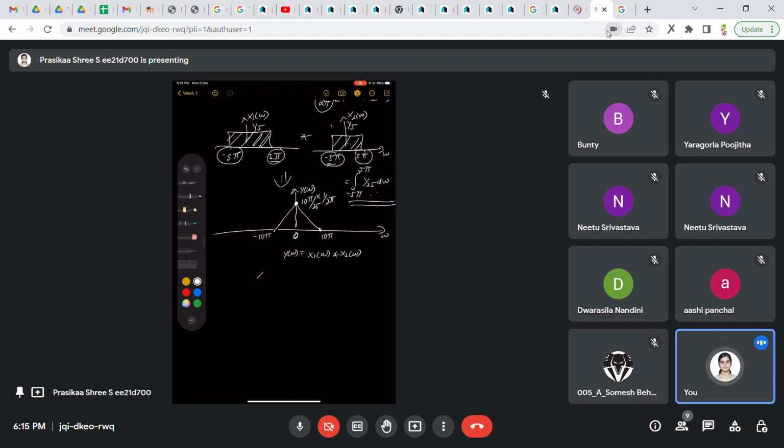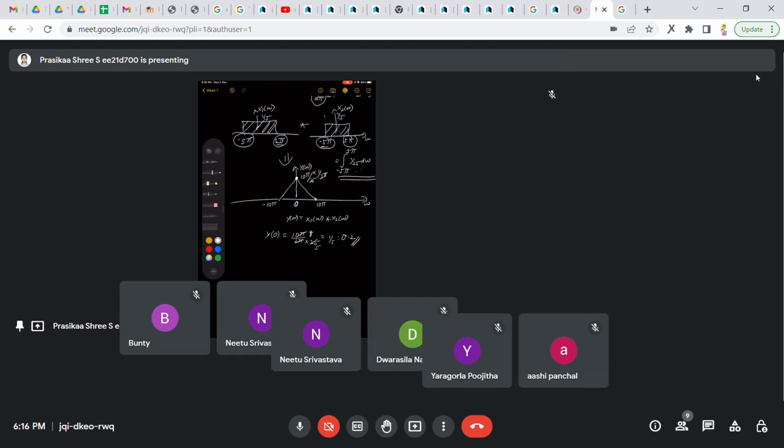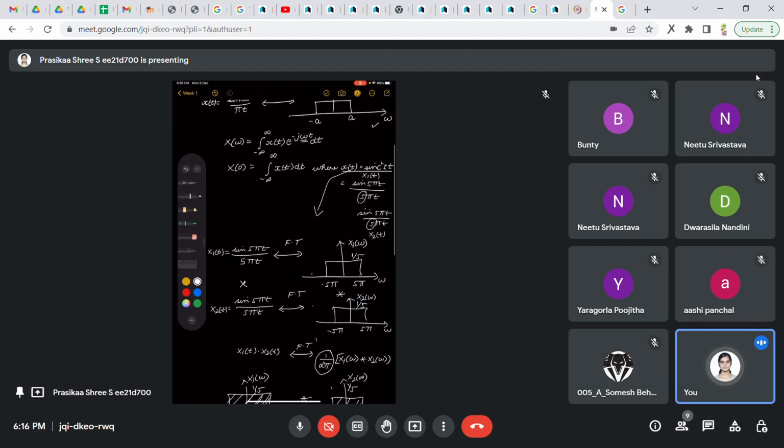When you are doing that, let us represent it as y of 0. You will have it as 10 pi by 2 pi into 25, which is equal to 5 by 25, so you will be getting 1 by 5, which is equal to 0.2. Your answer should be 0.2. It's not pi by 5, it's 0.2. Everyone got what I said here?